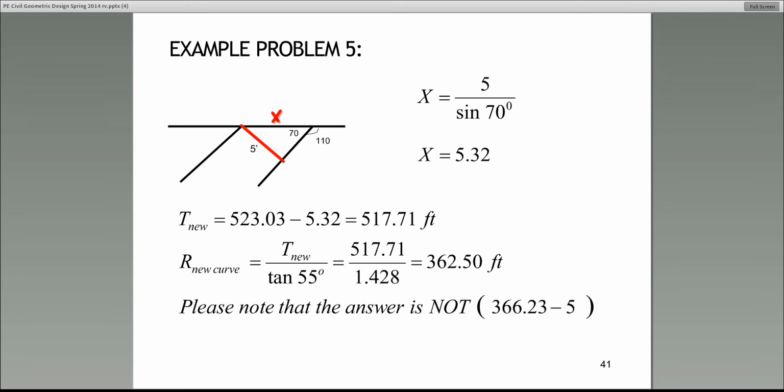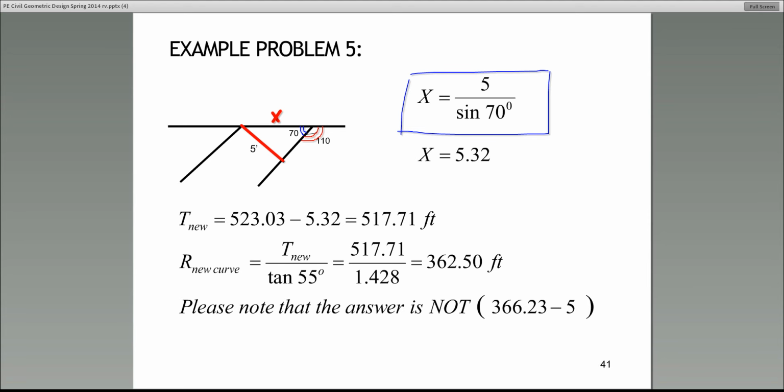So in this case, we can very easily calculate the x knowing that the intersection angle is 110. That was given by the problem. Then this other angle that I have labeled is 70 degrees. That's 180 minus 110. So if you know the 70 degrees, you know the 5 feet, the sine of 70 degrees would be equal to 5 over x. So calculate x. X comes out to be 5.32.